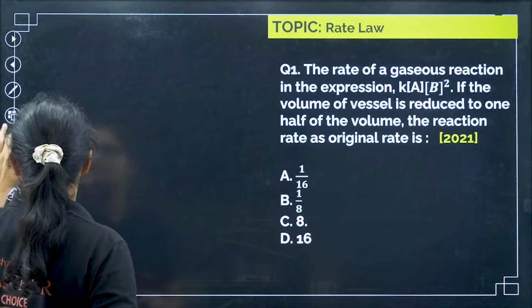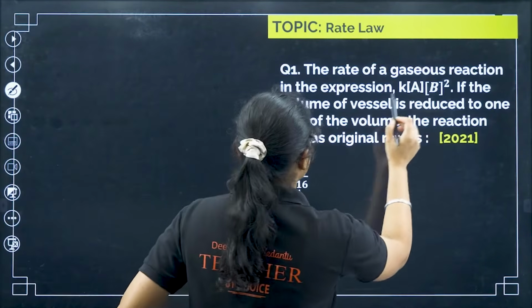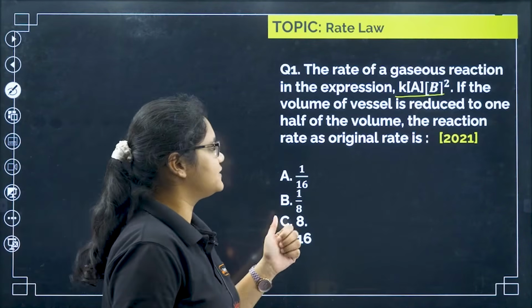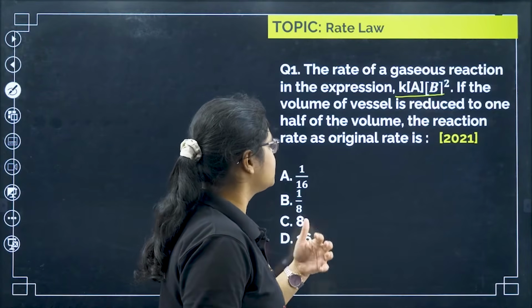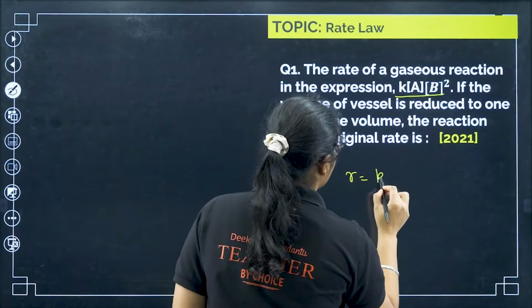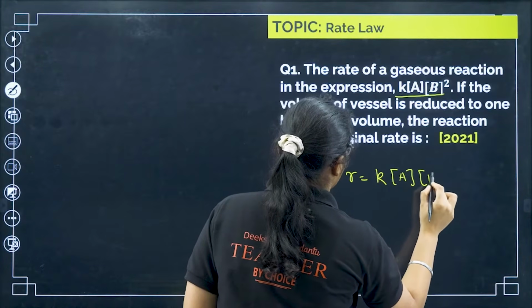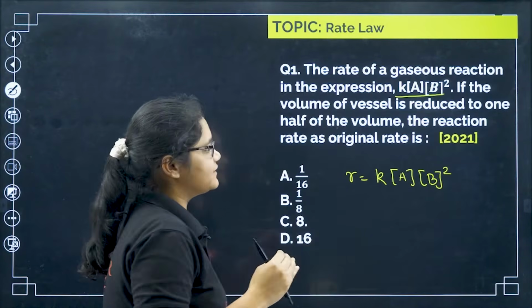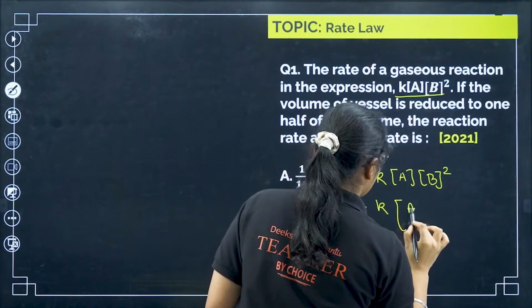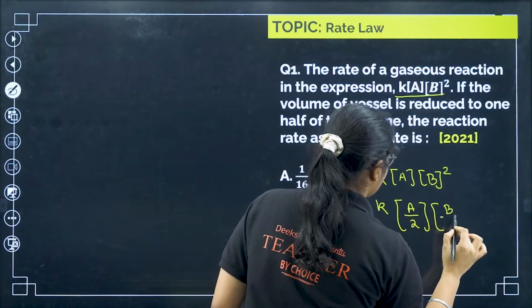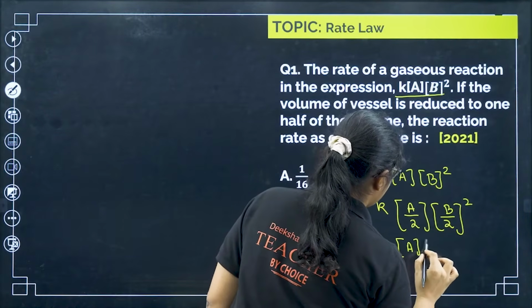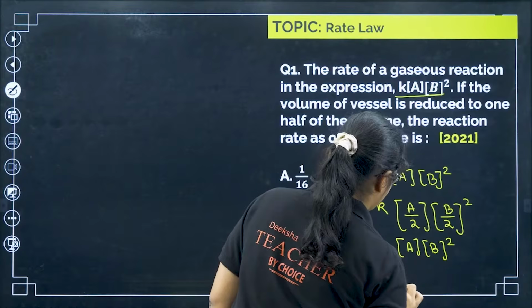Okay, so the first question is from the rate law, which tells that the rate of a gaseous reaction in the expression K A B square, if the volume of the vessel is reduced to 1/2 of the volume, the reaction rate as the original rate is. Okay, so the rate expression is given like this: K into A into B square. If the volume of the vessel is reduced to 1/2, R dash I can write like this: A by 2 and B by 2.